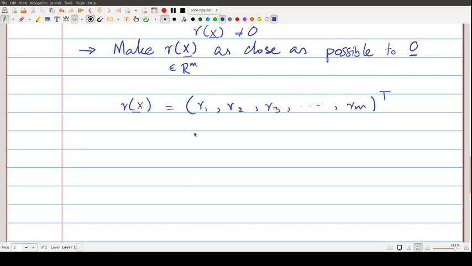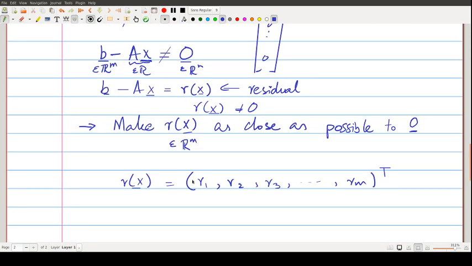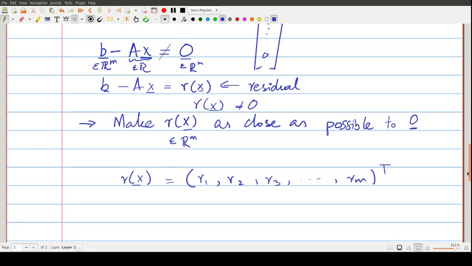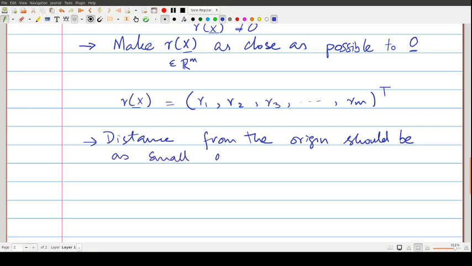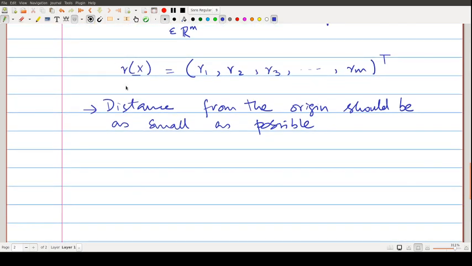I didn't want to write it in a column form, so I wrote it in a row form and put the transpose here. So the idea is I want them to be as close as possible to 0. In other words, if I want to be as close as possible to 0, that means its distance from the origin should be as small as possible, which means, how do you find the distance of a vector from the origin? You just find its magnitude, right?